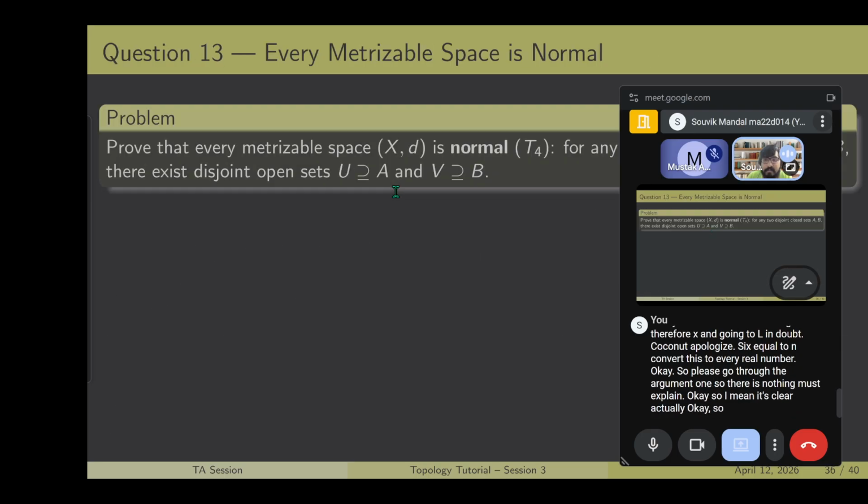Now this particular part is interesting. Every metrizable space X is normal. That means if we take any two disjoint closed sets, then we can find disjoint open sets containing those closed sets. Take your time, think about it. Let me know.